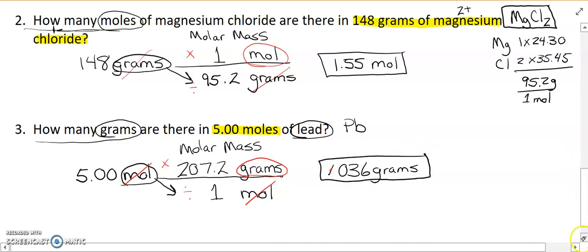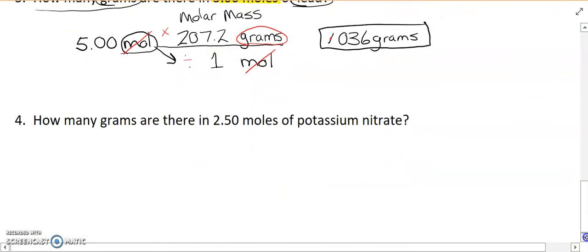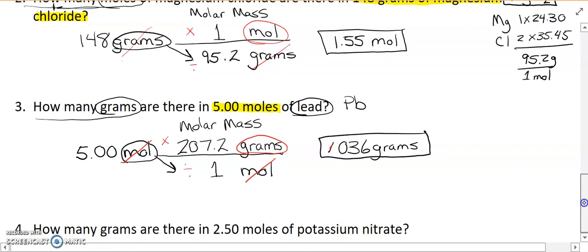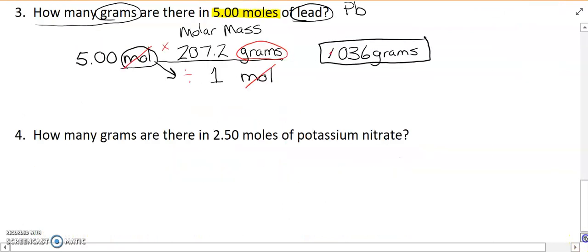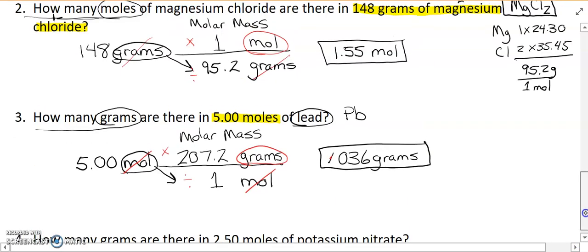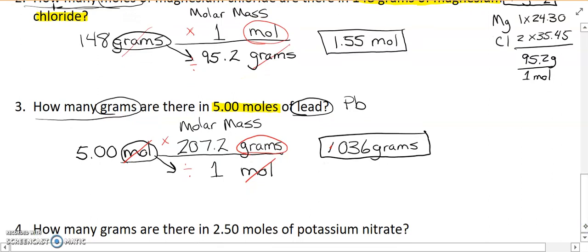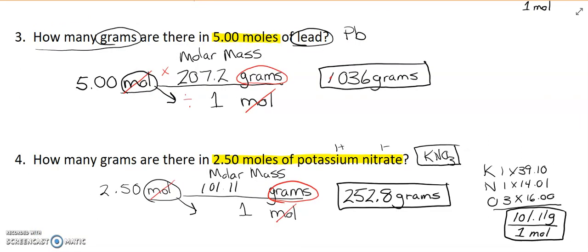So problem number 4 looks very similar to problem number 3. Take a minute and see what you can do with problem number 4. So take a look at number 4's answer and see how you did. Again, this problem doesn't give us the chemical formula, so I need to take a look at my periodic table.